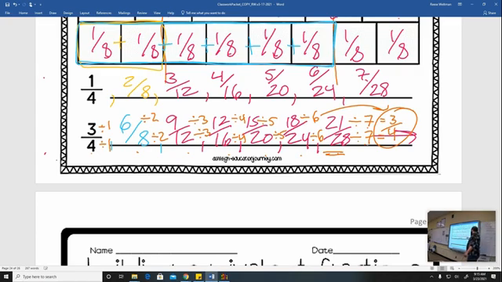So your greatest common factor here will help bring it down to the lowest version. You can't get any lower than 3/4. Make sense? So you simplified. You found the lowest equivalent fraction.